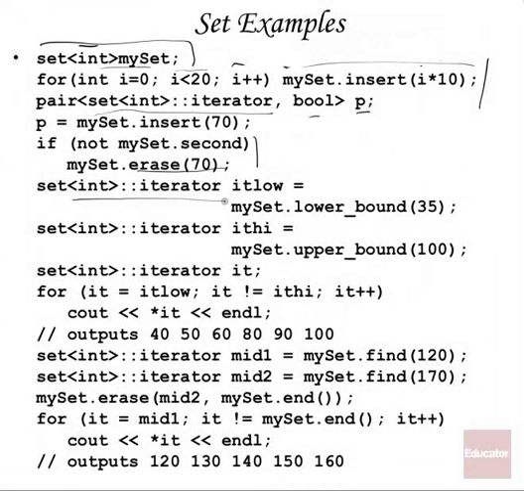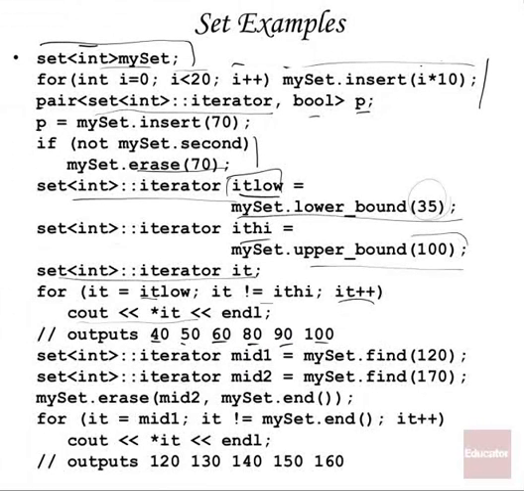So here we have an iterator called iterLow. We said it's a lower bound of 35, so that'll move on to 40. And then iterHigh is the upper bound of 100. And just an iterator for looping through the set. So we're going from low until we go past high, and just print out the value in that iterator. So we should get 40, 50, 60. 70's been erased. 80, 90, and 100.